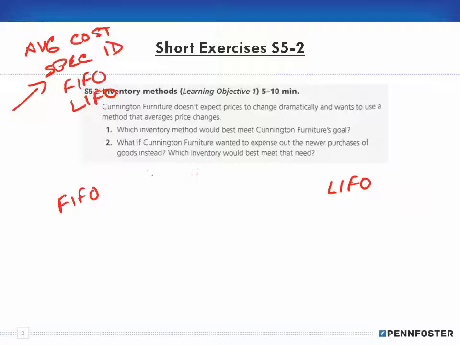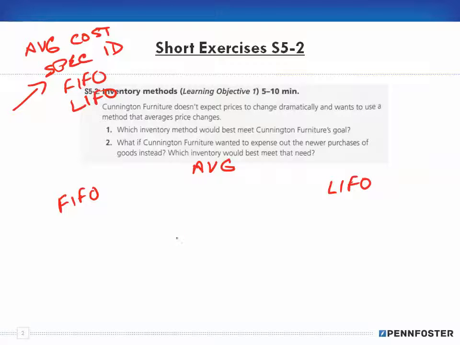So one, you're going to choose a method. Now two, aside from specific ID, which is obviously easy, how would you choose whether you want FIFO, LIFO, or average? Well, this is what this question is kind of asking.